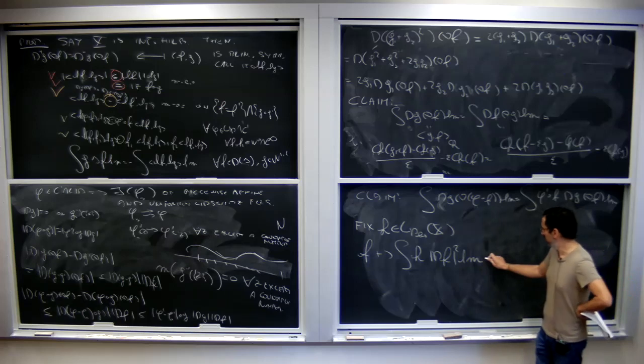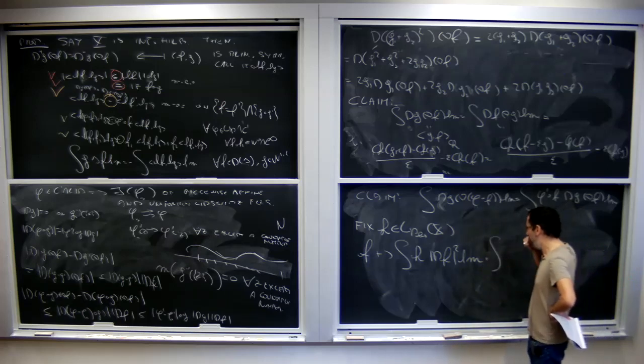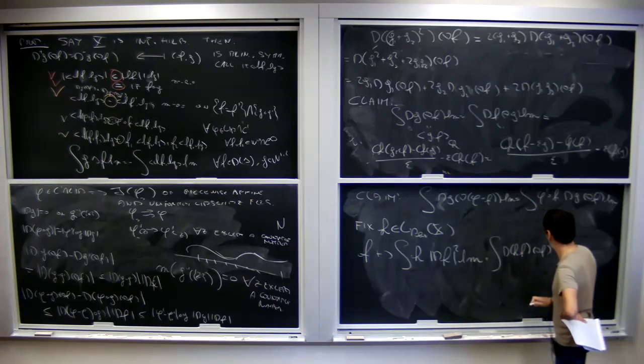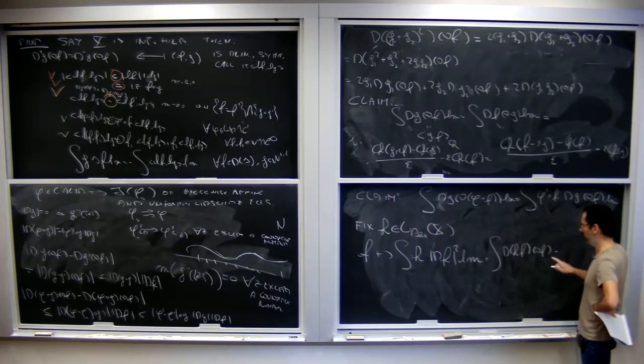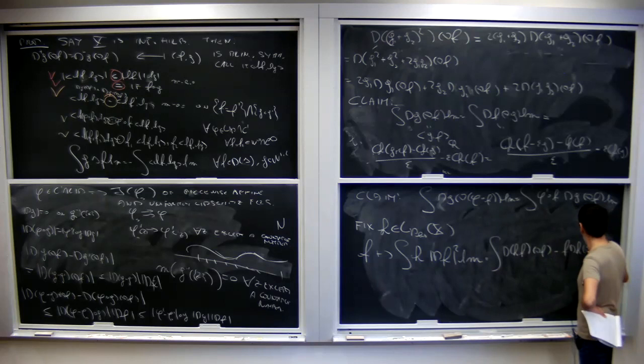Now, what is this? Well, this is equal to, let me write it this way. This is the differential of h times f, grad f, minus f times the differential of h, grad f.